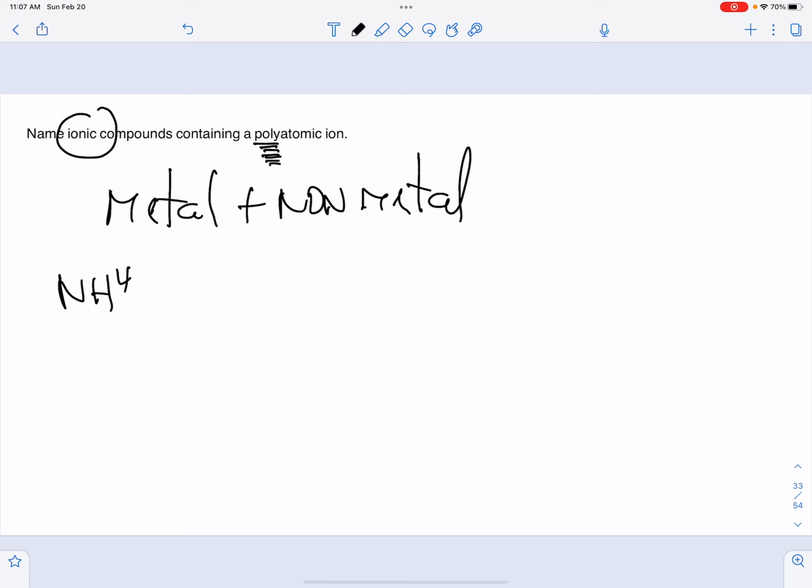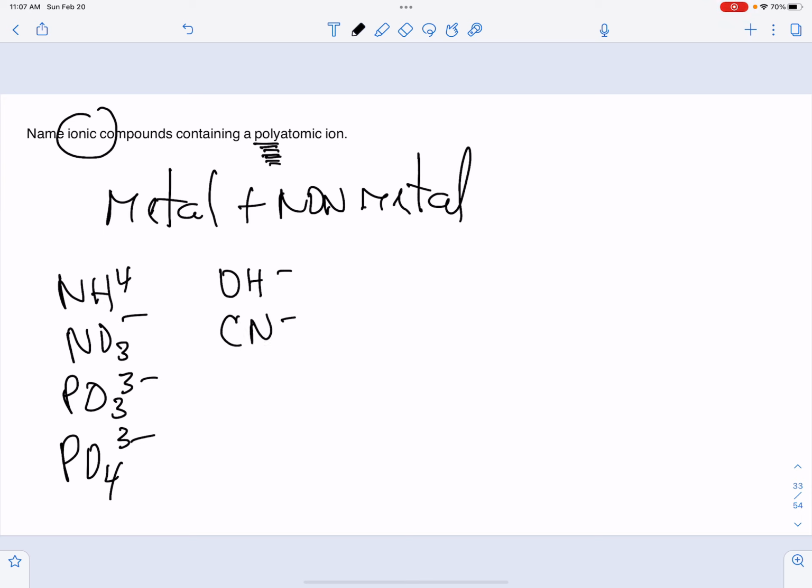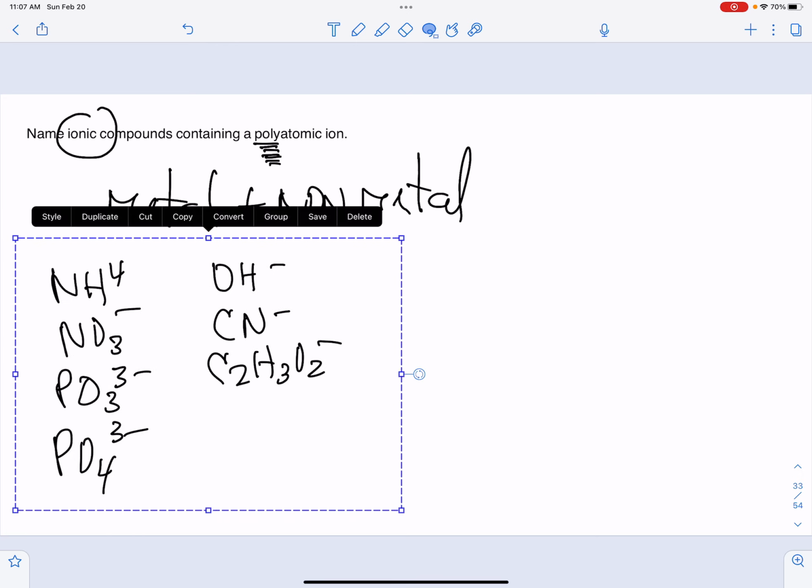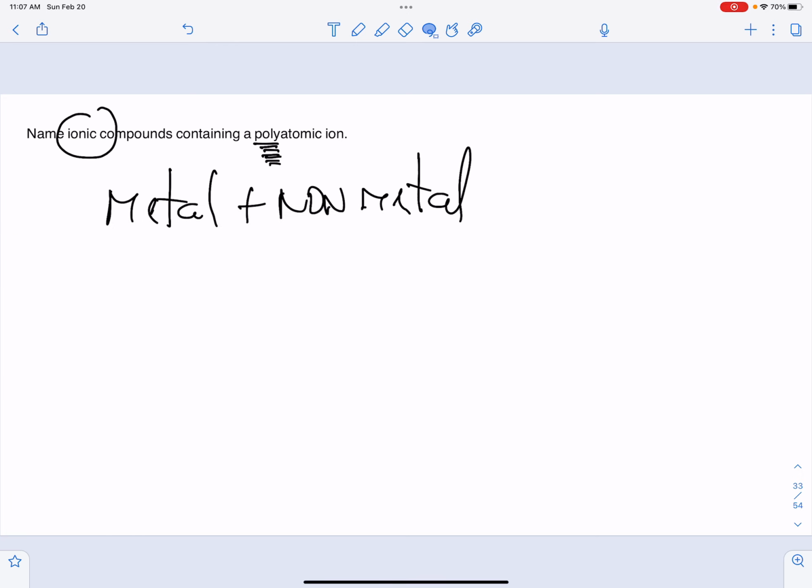ammonium, nitrate, phosphate, hydroxide, cyanide, acetate, and all those. Those are in the table. You don't have to memorize them. I know them from memory because I use them a lot. The more you use it in Alex, the faster you will work on the test because you don't have to memorize them. So how are we going to do this?